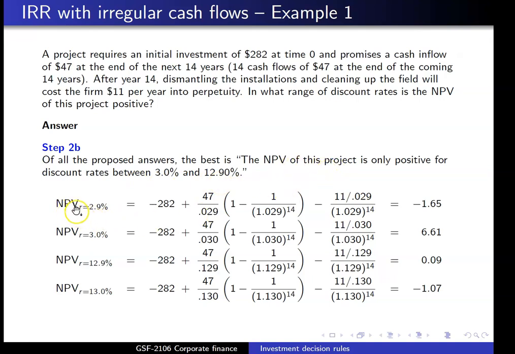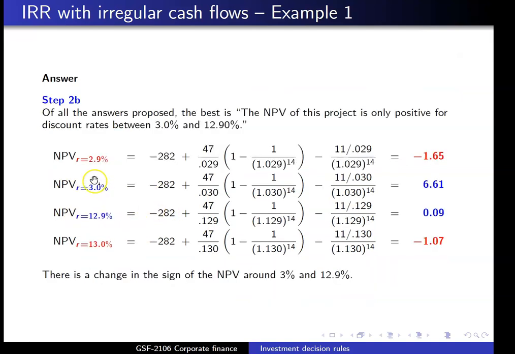So here we have computed the net present value of the project when the interest rate was 2.9%, so 0.1% below 3%. That gave us a net present value of minus 1.65. And then we compare this to the net present value when the interest rate is 3. Nothing has changed here except the interest rate, and this gives us a net present value of 6.6. So from 2.9 to 3, the sign of the net present value goes from negative to positive. So around 3%, there is an internal rate of return.